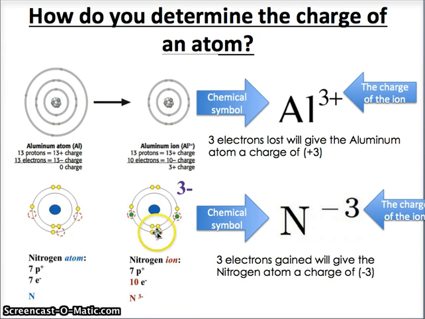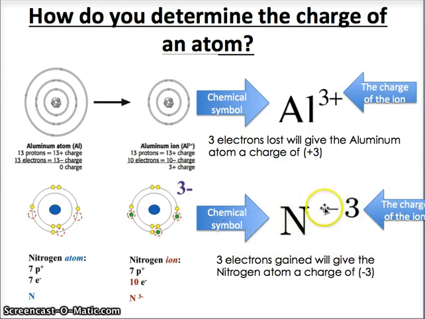And when it gains 3 electrons here, it's going to have 3 more electrons than it used to. So it's going to be an overall negative charge because there's only 7 protons and 10 electrons. So there's a -3 charge. And see how I did the math there? Because there's 3 more electrons.